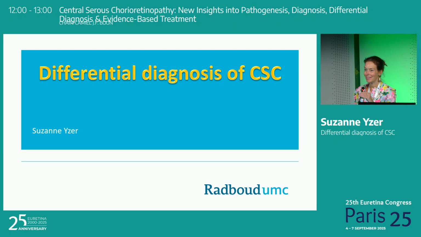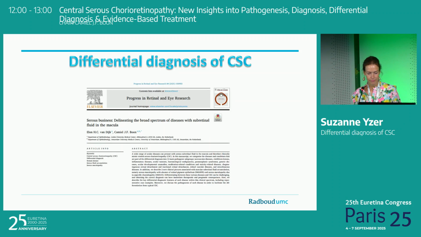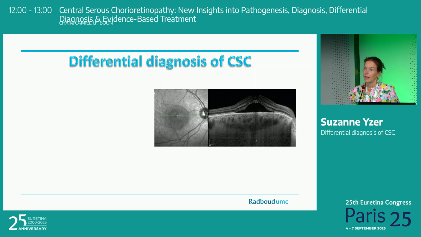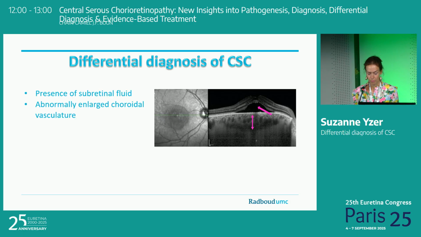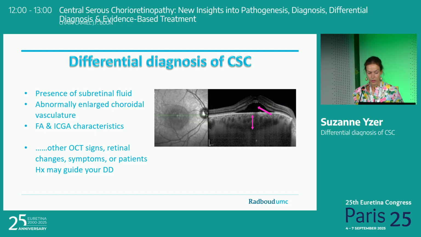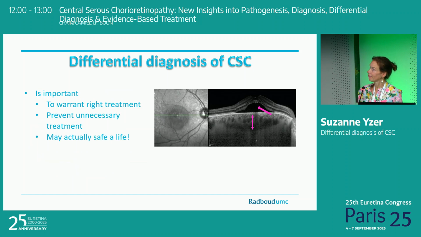So, good morning, everyone. I'll be talking about the differential diagnosis of central serous chorioretinopathy. If you want to read more about it, you can find it in this beautiful paper written by Camille and Elon. So, like Elon just discussed, when we look at central serous chorioretinopathy, we look at the presence of subretinal fluid and abnormal choroidal vasculature, certain FA and ICGA characteristics, but we also look for other signs or retinal changes that may guide us to the differential diagnosis.